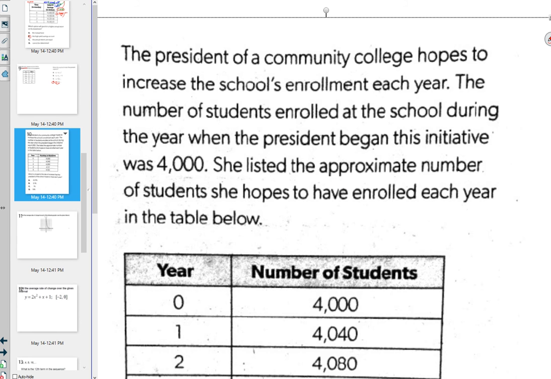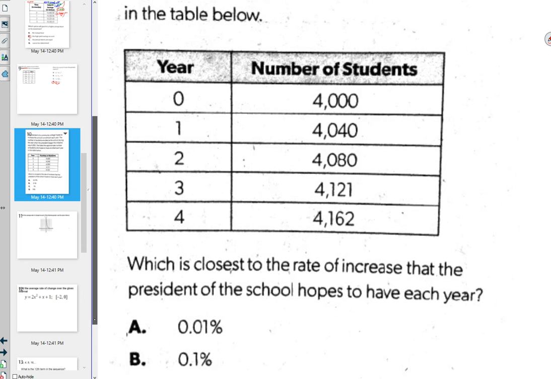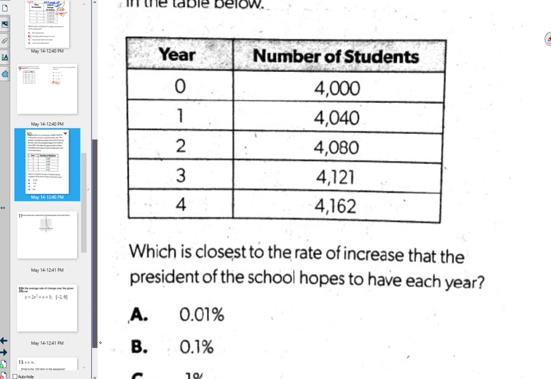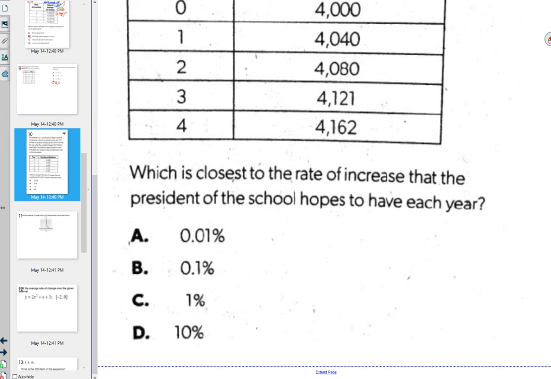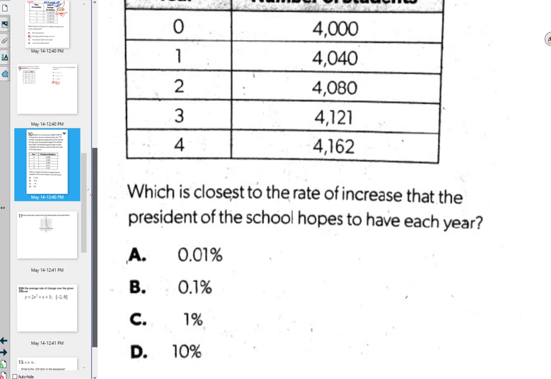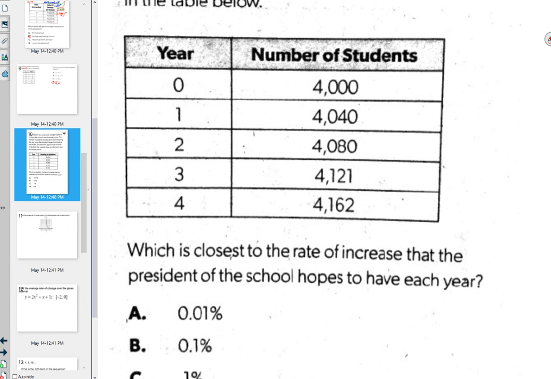The president of a community college hopes to increase the school's enrollment each year. The number of students enrolled at the school during the year when the president began this initiative was 4,000. She listed the approximate number of students she hopes to have enrolled each year in the table below. Which is the closest to the rate of increase that the president of the school hopes to have each year? Okay, well, they're saying it's a rate of increase, so that leads you to think that this is exponential, it's geometric. So now just go divide. What's 40 divided by 4,000?